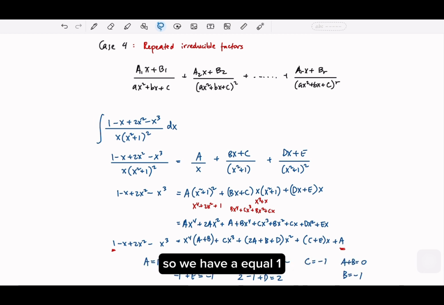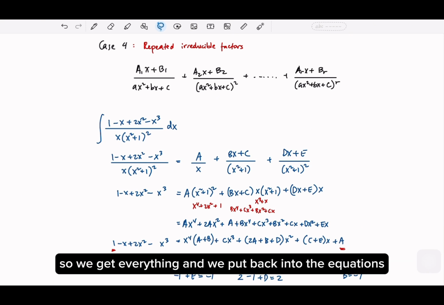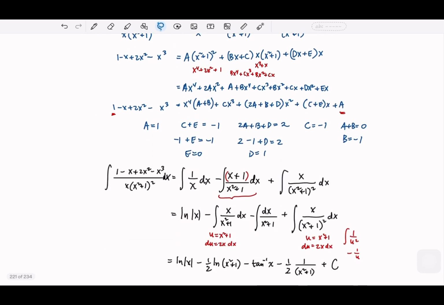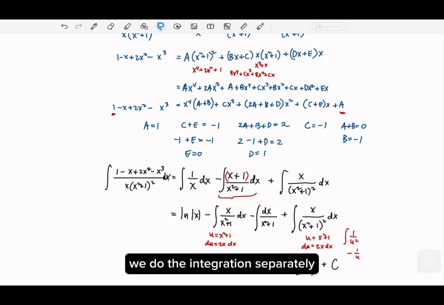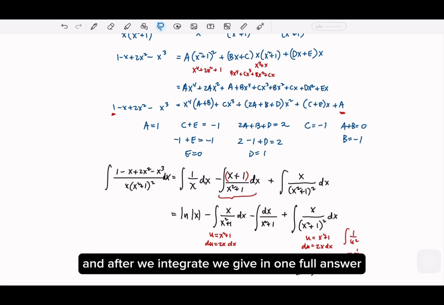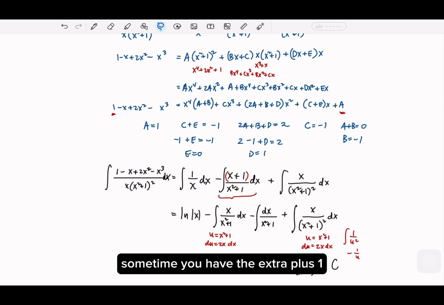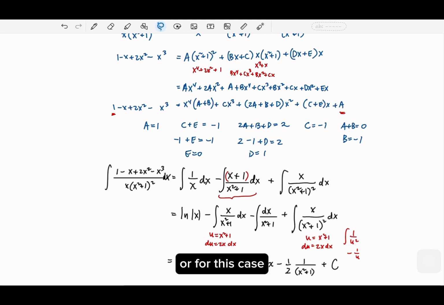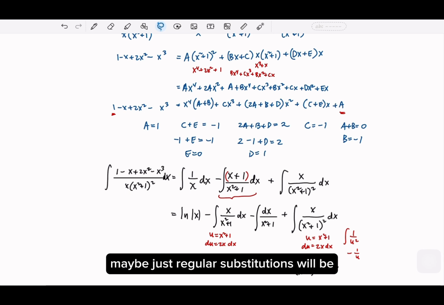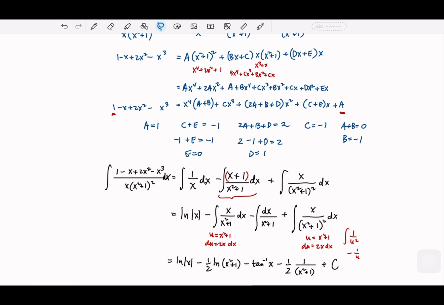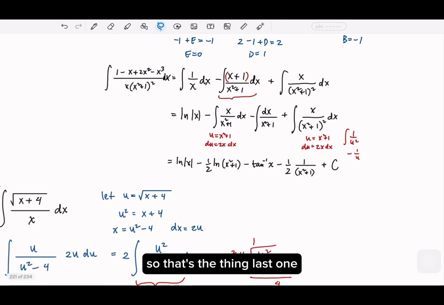And then we solve and find the other components. So we have a equals 1, b equals negative 1, c equals negative 1, d equals 1, and e equals 0. So we get everything and we put it back into the equation. Okay? We put it back into the equation and then we do the integration separately. And after we integrate, we give one full answer. Sometimes you have the x squared plus 1, sometimes you have the tangent inverse, or for this case, maybe just regular substitution will be sufficient. Okay. So that's the last one.